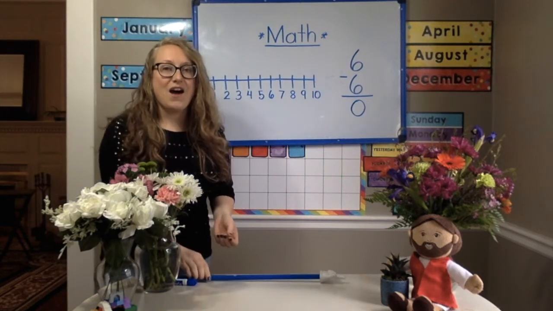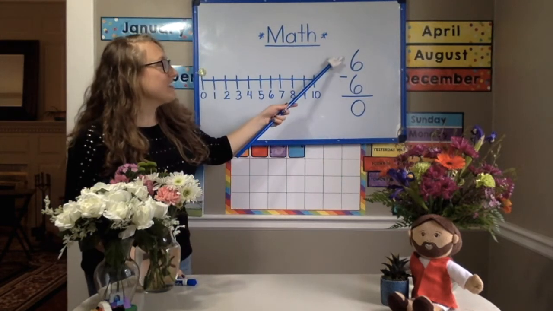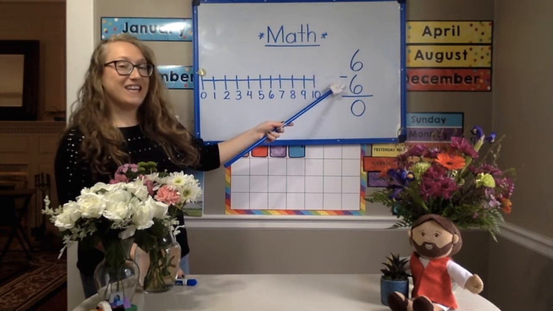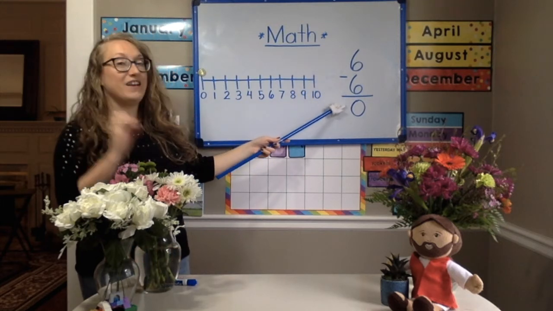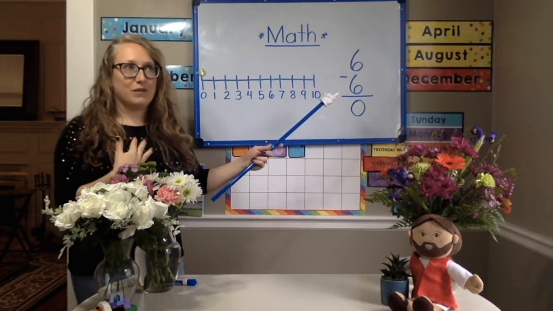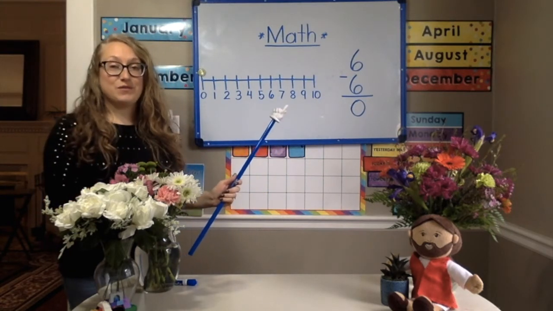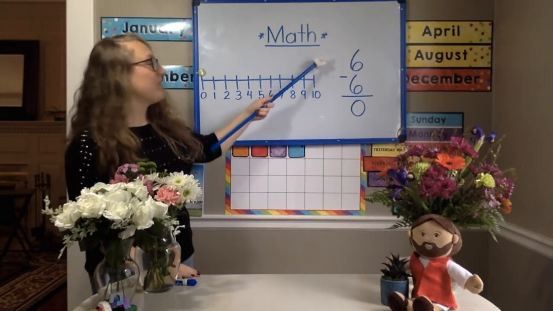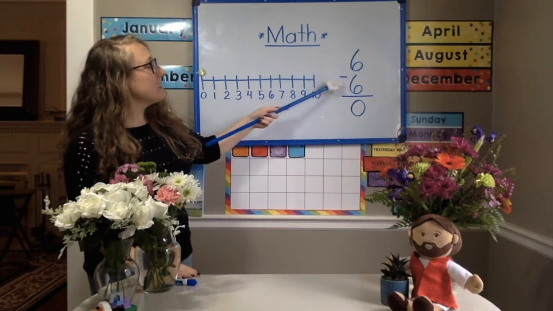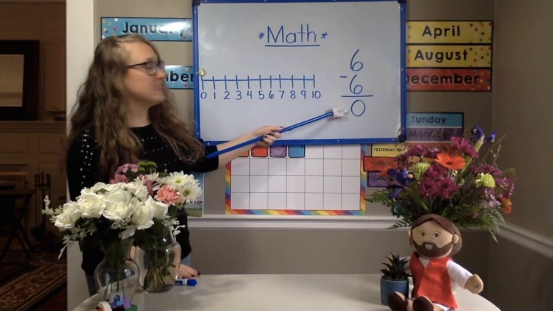If we have 6 cookies and we take away and eat 6 of them, we have 0 left. Oh, then I would be so sad if I didn't have any cookies left. Kindergarten, would you please read this last subtraction problem with me? Here we go. 6 minus 6 equals 0.